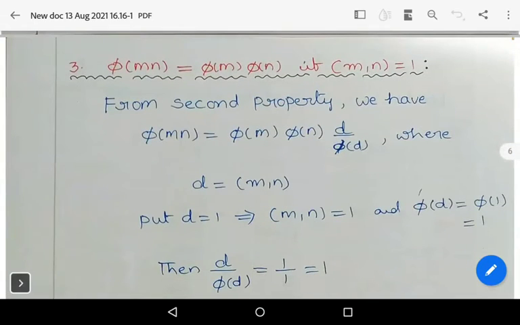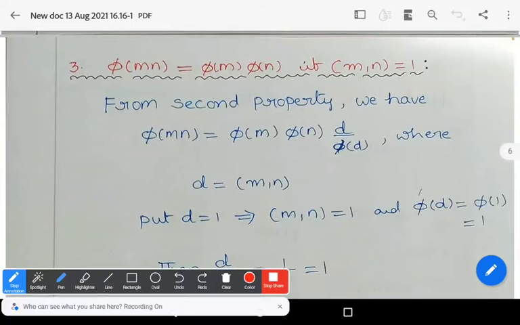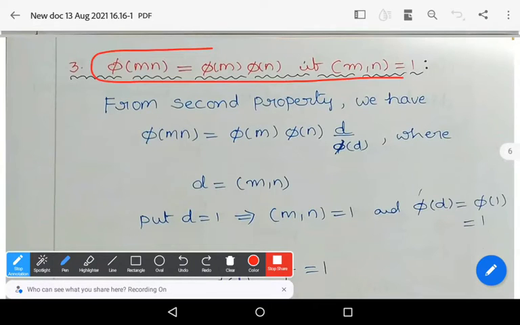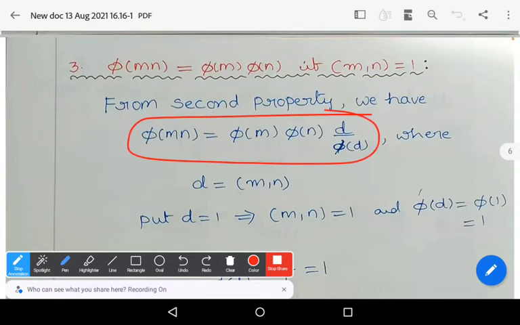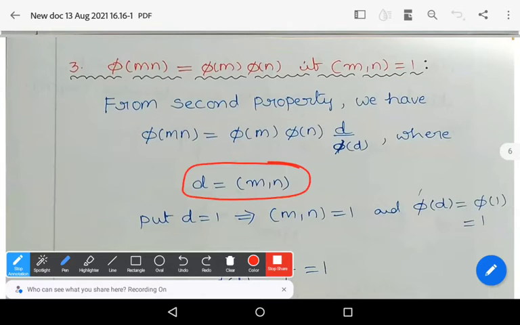Let us go to the third one. The third property is defined like this: phi of mn is equal to phi of m into phi of n if gcd of m comma n is equal to 1. From the second property we have phi of mn is equal to phi of m into phi of n into d divided by phi of d, where d is equal to gcd of m comma n. Now put d equal to 1. It means gcd of m comma n is equal to 1.